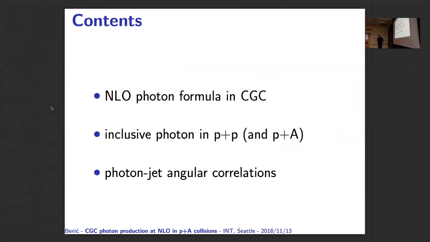I divided the talk in three parts. In the first part, I'll introduce the next-to-leading order photon production in the CGC framework. I'll explain the formula briefly. And then in the second part, I'll make an application to improve the photon production. And I also have some preliminary results that I want to share with you in pA as well. And finally, in the third part, I'll talk about photon-jet correlations in the azimuthal angle.